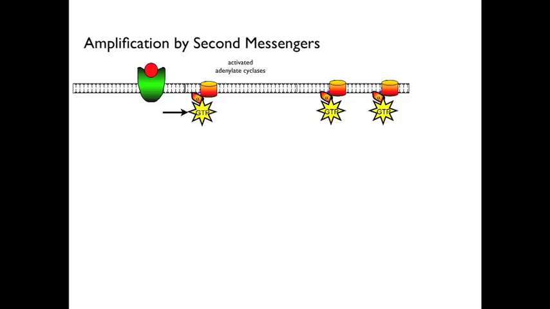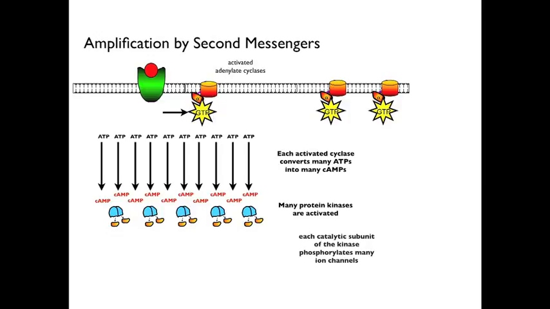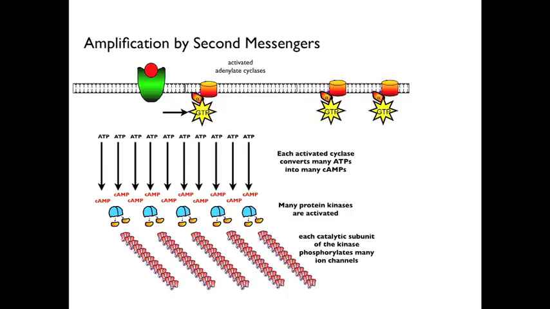The second amplification is that each activated adenylate cyclase can convert many molecules of ATP into many molecules of cyclic AMP. The third amplification is that the cyclic AMPs then activate many molecules of protein kinase A. And the fourth amplification is that each activated catalytic subunit of the protein kinase A can phosphorylate many ion channels.